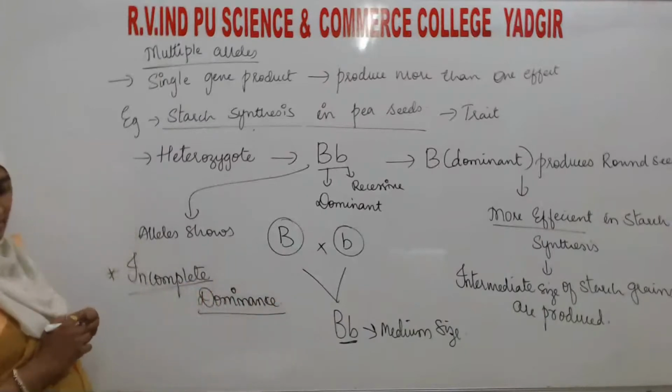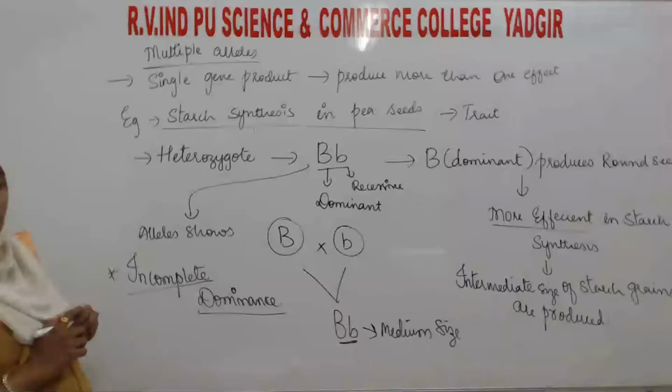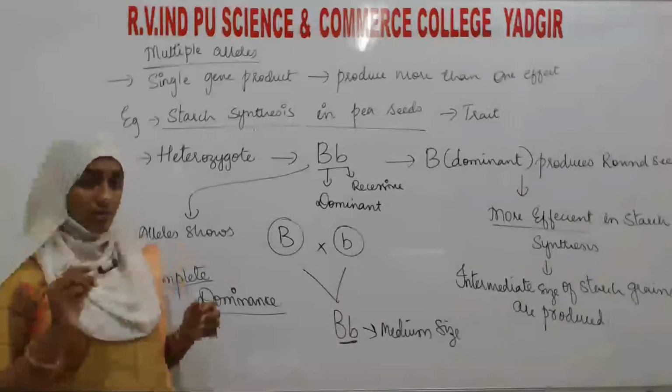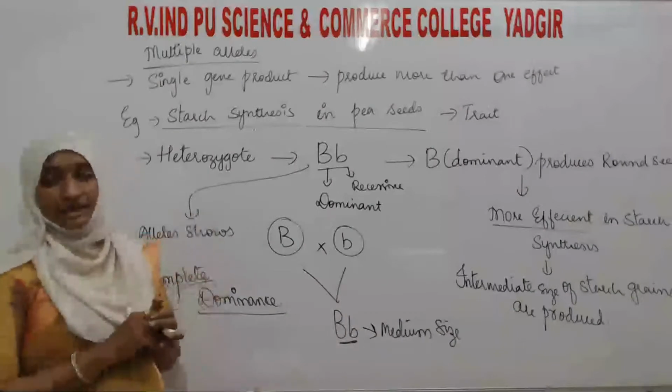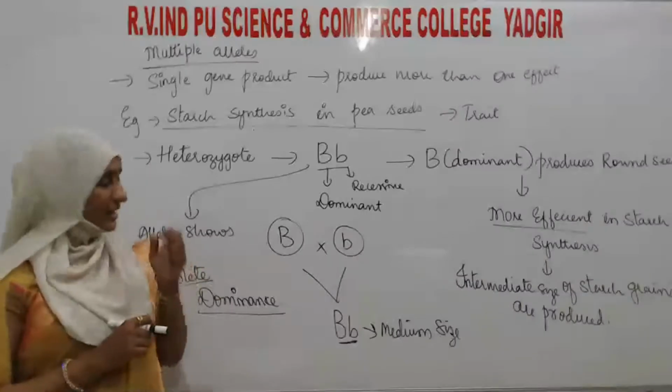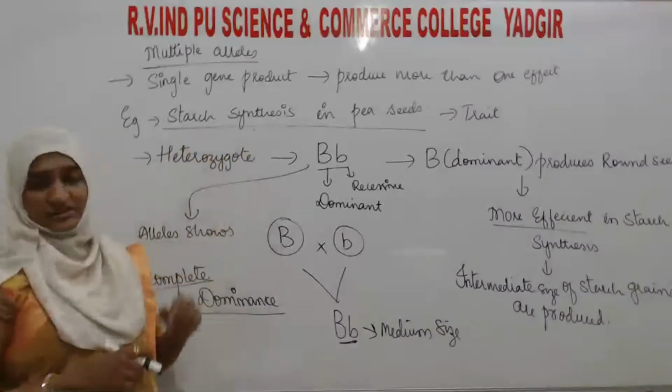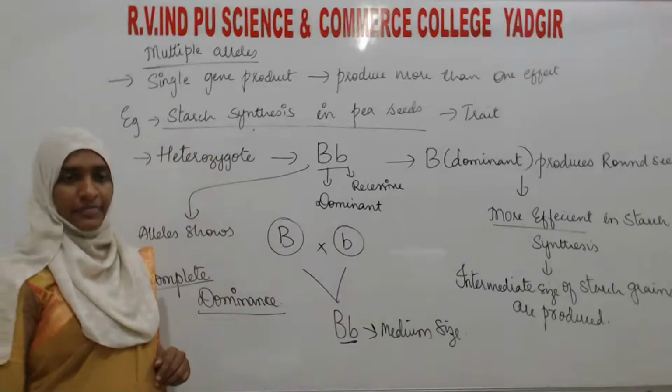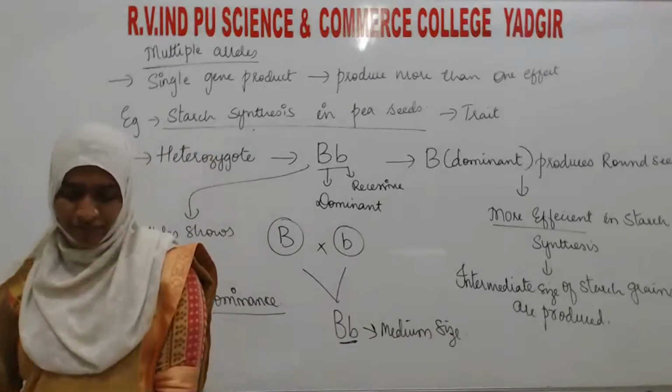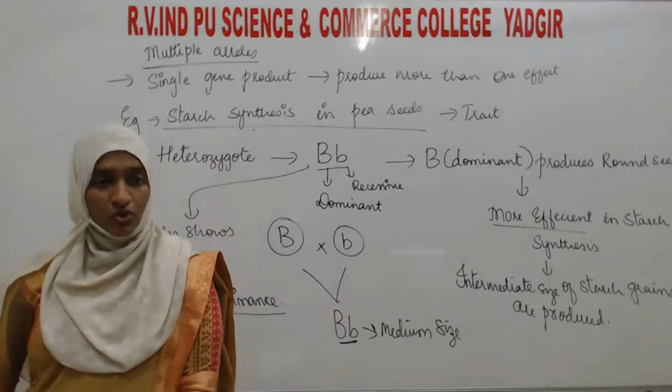Okay, so this is the explanation about multiple alleles as well as incomplete dominance. We took the example of starch synthesis in pea seeds. Next we will go for the inheritance of two genes.